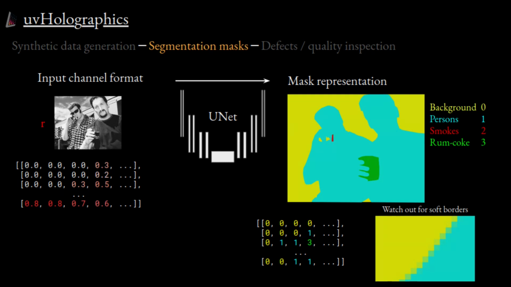So how do we get from an RGB image to a mask? We are actually going to teach the neural net how to behave. How do we teach it? We're going to show it data. We're going to show it tons of images of persons, smokes, and rum and coke, and corresponding segmentation masks. Eventually, the neural network should know what the background is, what persons are, what smokes are, and what rum coke is.